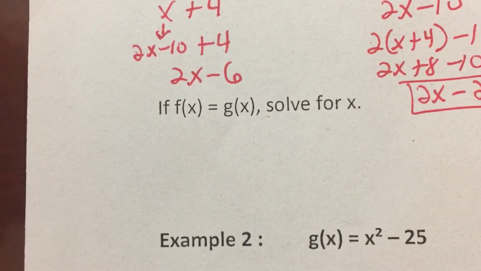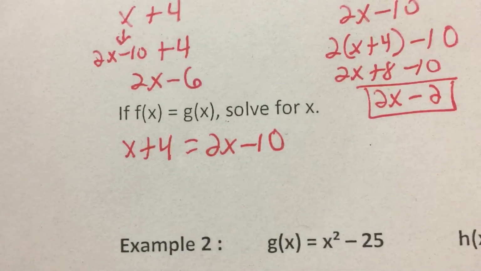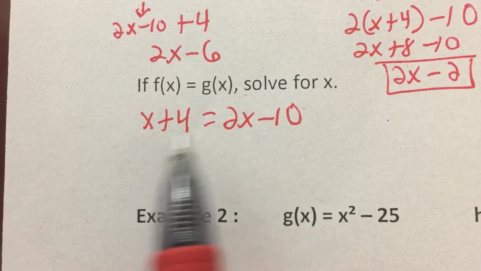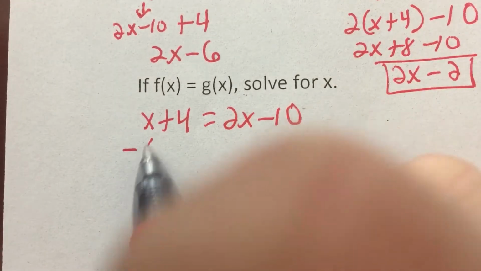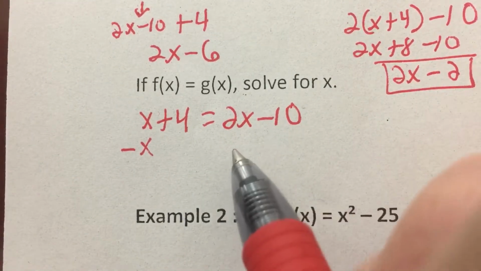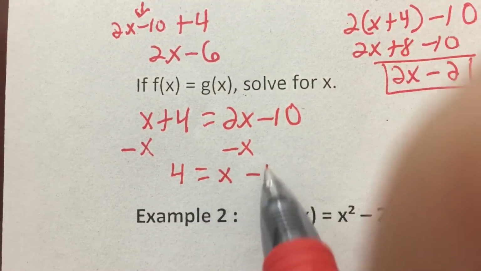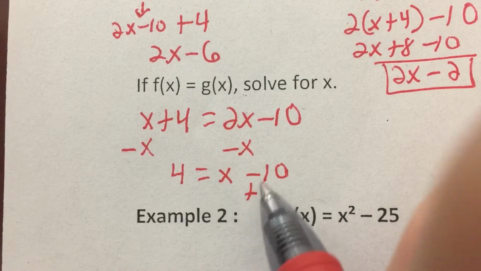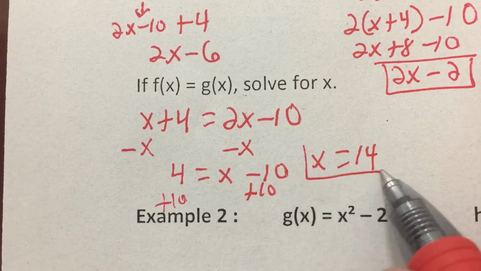Sometimes they'll tell you that the two functions are equal to one another and then want you to solve for x. So we're going to put x plus 4 equal to 2x minus 10. If I'm solving for x, I have one on each side, so I'm going to have to get rid of one of the x's. If I want to get rid of this positive 1x, I can just introduce it to negative 1x. But anything I do to one side, I have to do to the other. So now I would end up with 4 equals x minus 10. Then I could add 10 to both sides, and I would find out that x equals 14.